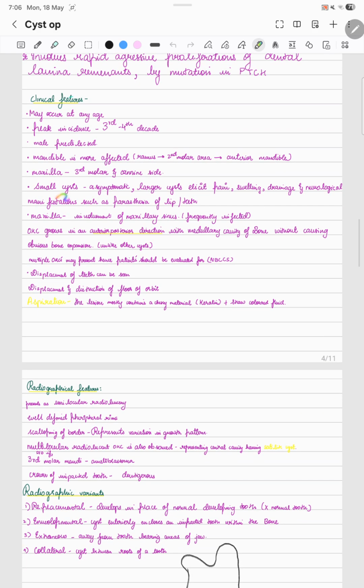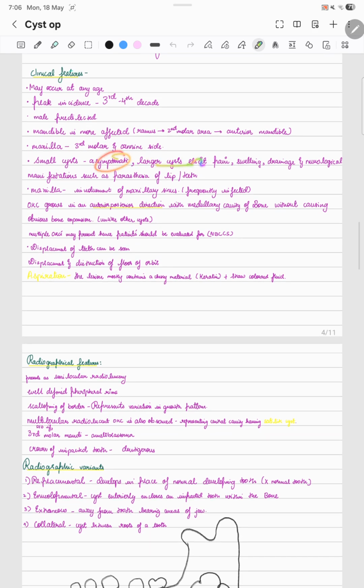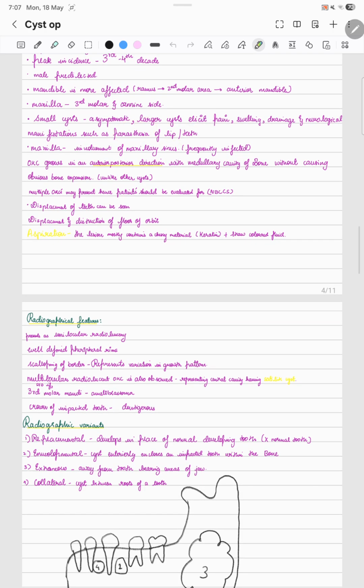Now small cysts are asymptomatic, while large cysts elicit pain, swelling, drainage, and neurological manifestations such as paresthesia of the lip or teeth. So we are talking about the keratocyst only. When they're small in size, they're usually asymptomatic, and if the cyst is large, then it elicits pain, swelling, sometimes drainage, or paresthesia of the lip or teeth.